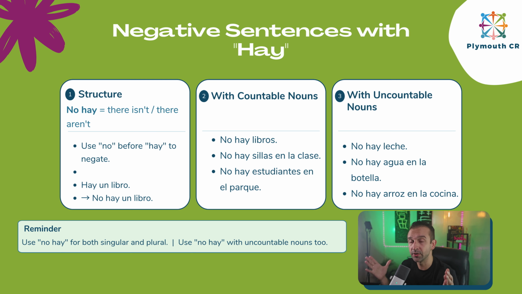All right. Now let's talk about the negative structure. So in here, basically the general rule is just add no hay. Okay. No hay, there isn't or there aren't, and you use it for all of them. ¿Hay un libro? No hay un libro. With countable nouns, no hay libros.